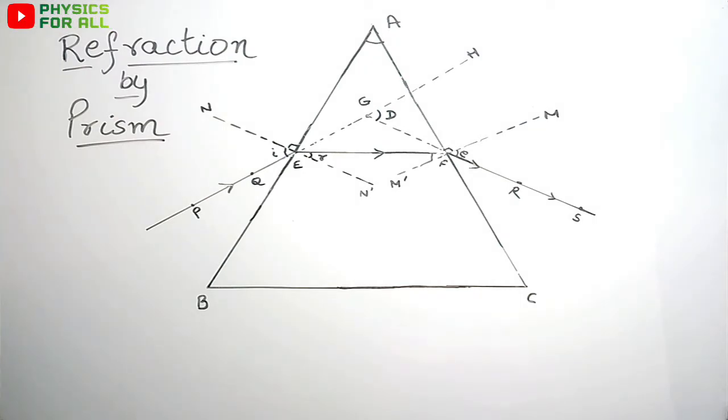light gets refracted. And we also know that when light travels from rarer medium to denser medium, or I can say optically rarer medium to optically denser medium, then it bends towards the normal. And when it travels from optically denser medium to optically rarer medium, then it bends away from the normal. So now let's discuss one more concept of refraction, that is refraction by prism.